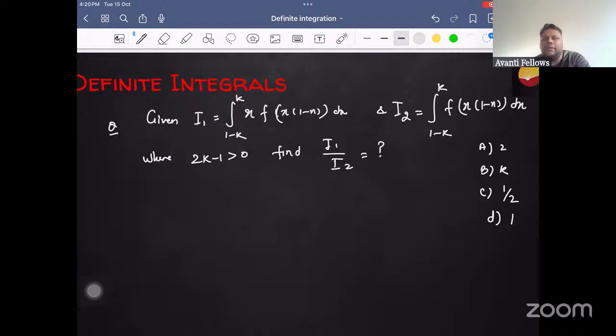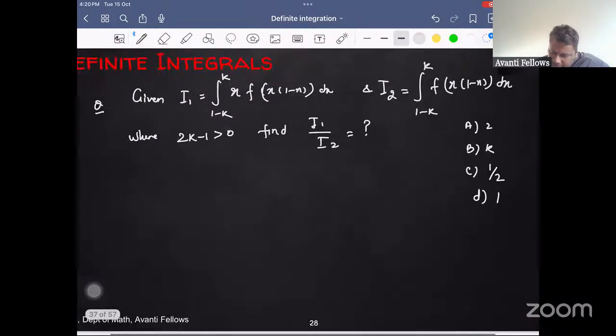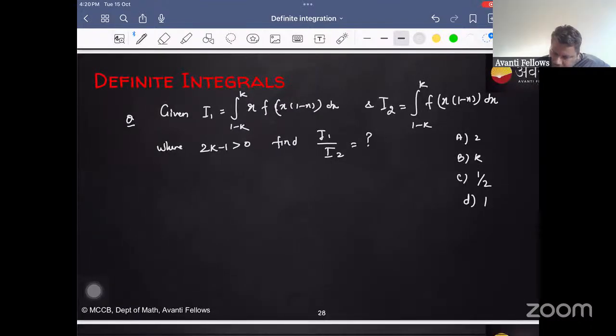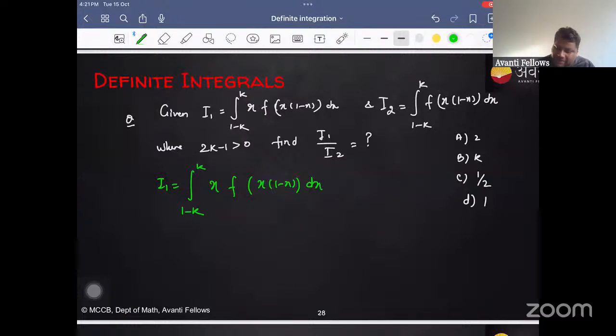All right, now let's start. See, I1 is the integral from 1 minus k to k of x f of x into 1 minus x dx. See, the sum of the limits is 1, isn't it?